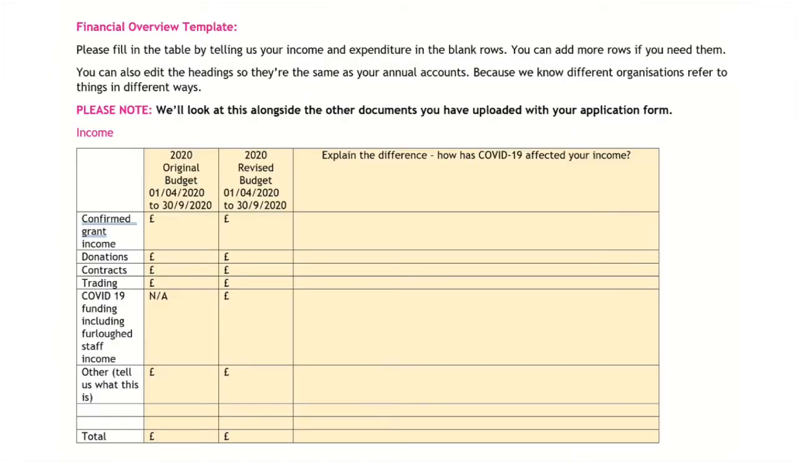The first table we're asking you to complete relates to your planned income over the period 1st of April to the end of September and comparing this against what you now anticipate it may be as a result of COVID-19. In completing this table, we have listed a number of budget headings. You can use these and add your own to the table by adding more rows. Please then use a new line for each source of COVID-19 funding you have received or will receive over this period. The column Explain the Difference is for you to explain why things have changed in relation to that particular budget heading.